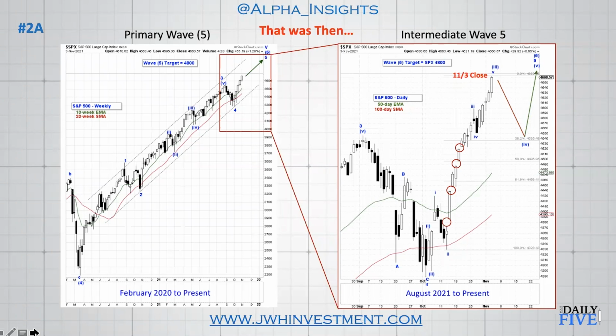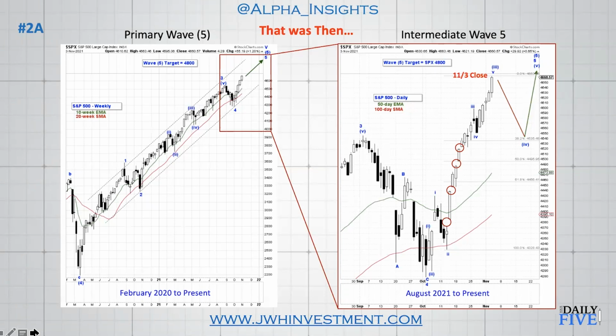Now, we actually presented this chart. We call it That Was Then. We presented this chart on November 4th. So we're looking at really the chart that we presented to you about a month ago and the Elliott wave forecast that we made. And we were looking for a high to come into play probably around the end of the week, November 4th, 5th.